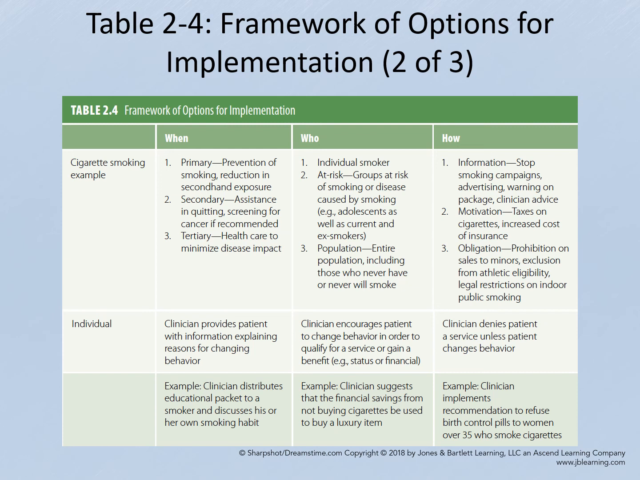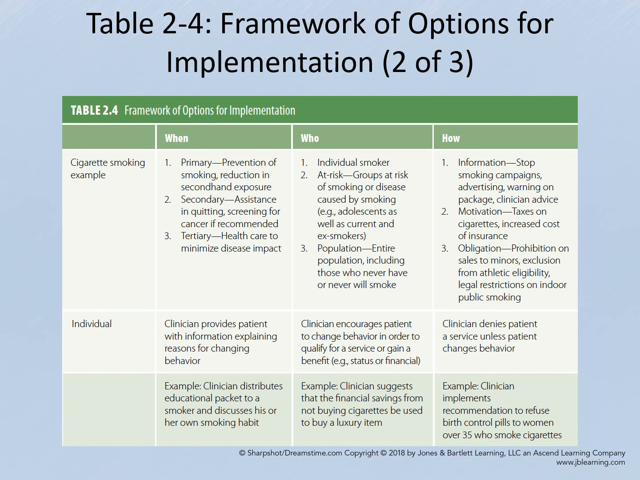Primary: prevention of smoking, reduction in secondhand exposure, that's a primary intervention. Secondary is assistance in quitting, screening for cancer if recommended. Tertiary, healthcare to minimize the disease impact. For example, you develop COPD, you develop cancer, you undergo treatment to reduce the impact. That's a tertiary intervention. Who? Individual, you're looking at the smoker itself. At-risk groups are at risk for smoking or disease caused by smoking, for example, adolescents, as well as current and ex-smokers. Population, the entire population, including those who never have or never will smoke.